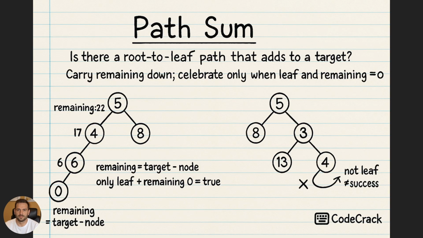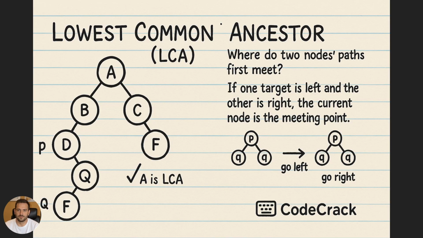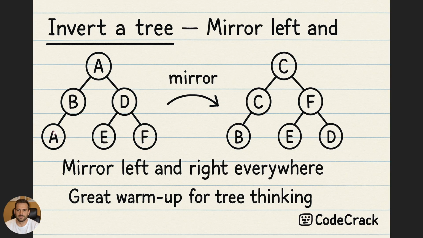Path sum. Is there a root to leaf path that adds to a target? Carry the remaining target down. Only celebrate when you land on a leaf with 0 remaining. Lowest common ancestor. Where do two nodes' paths first meet? If one target lives left and the other lives right, the current node is their meeting point. Invert a tree. Mirror left and right everywhere. Great warm-up for tree thinking.